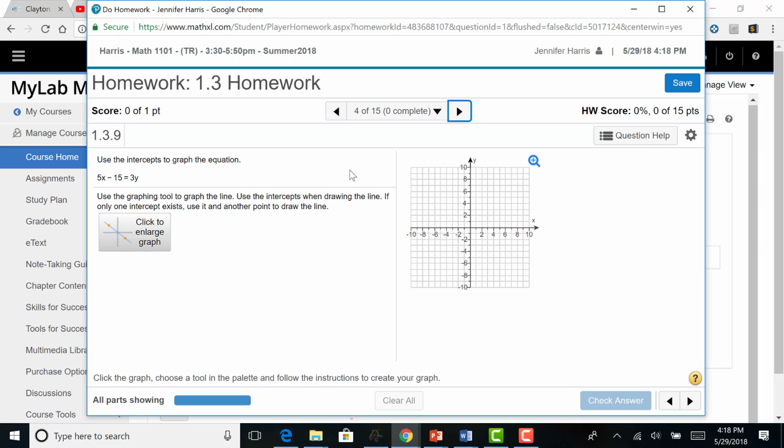You have to put that in decimal form, don't you? And it will not take it in decimal form either. So you're like, well, what am I supposed to do then? It wants you to pick another number and plug it in till you get a whole number.